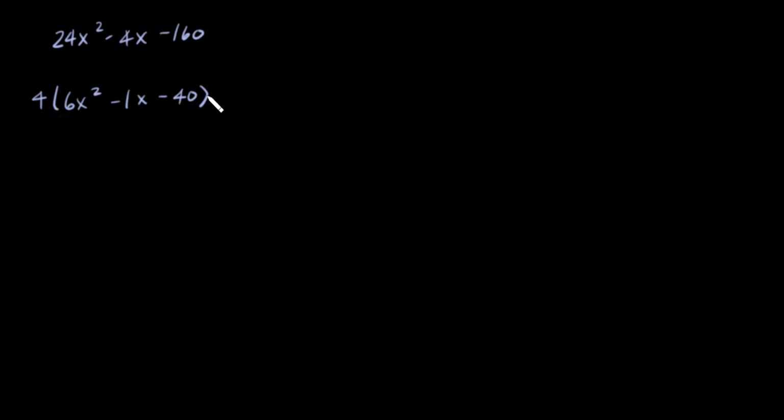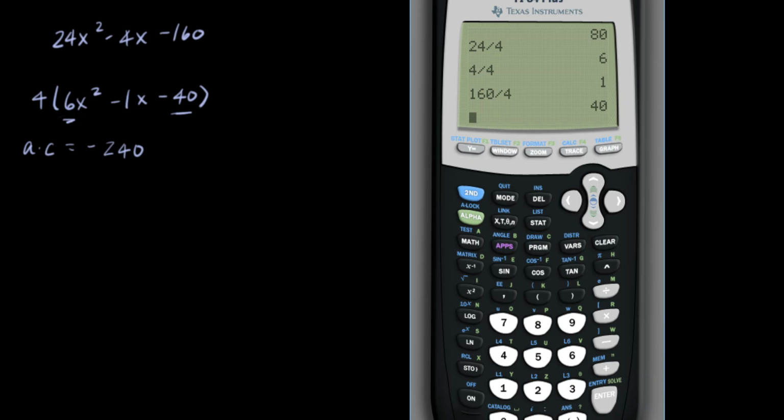Okay, I'm going to use the AC method. I'm going to multiply a times c, so that is negative 240. And the factors have to equal negative 1. That means that they're going to be very close together, like they're just one integer with the integer that is consecutive to it. And so let's go ahead and find them.